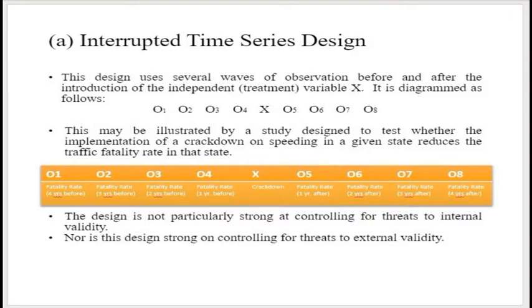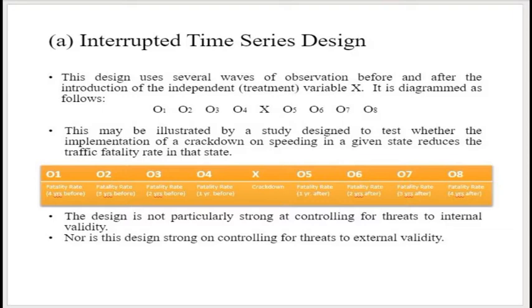This may be illustrated by a study designed to test whether the implementation of a crackdown on speeding in a given state reduces the traffic fatality rate of the state. This type of design works best if the treatment is expected to have an immediate effect, and if the treatment is introduced all at once in all relevant situations.